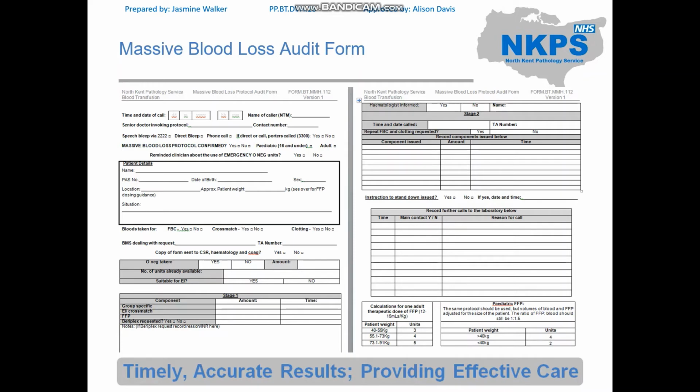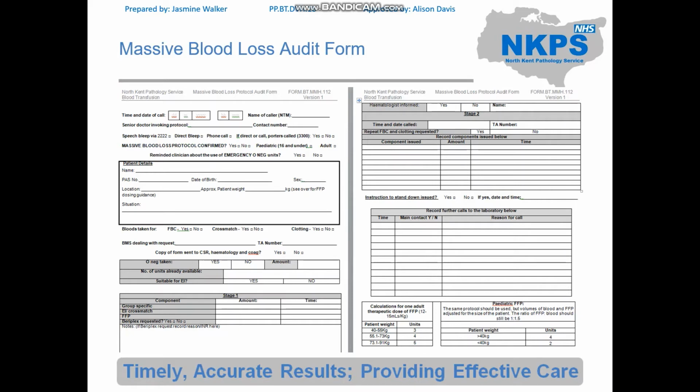We then record which type of bleep they've used. This is important because the transfusion practitioner will audit this and will call up the wards if they're not doing it correctly to ensure that their staff are trained in the right way. We then put whether or not it's been confirmed. So this is the point where if they say they only want urgent blood, we would tick no. And we move on to the age.